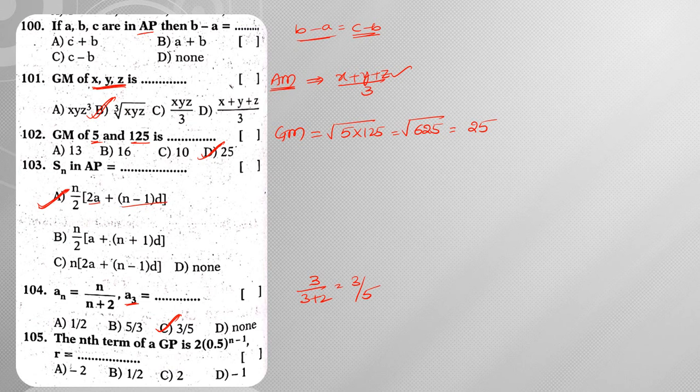Next, the nth term of a GP is 2 into 0.5 whole power n minus 1. If you observe this, An is in the form of 2 into 0.5, which I can write as 1 by 2, whole power n minus 1. If you compare this with the nth term, A into R power n minus 1, then on comparison A value is 2 and R value is 1 by 2. What did he ask here? He asked about the R value, hence R value is 1 by 2.